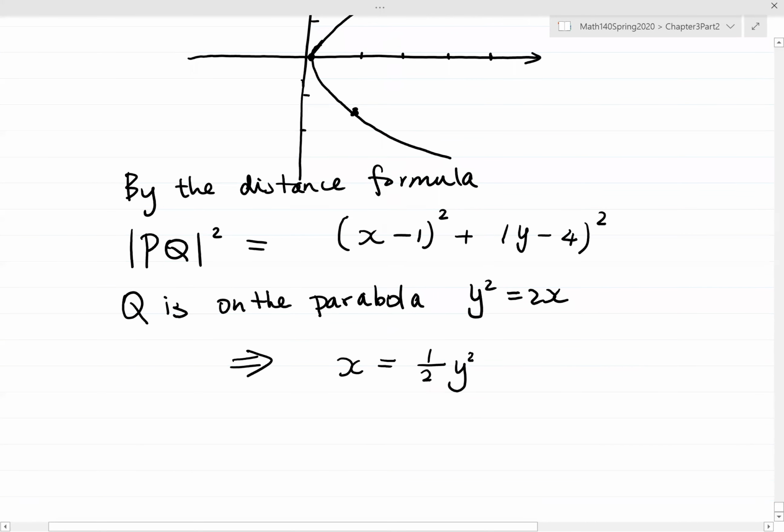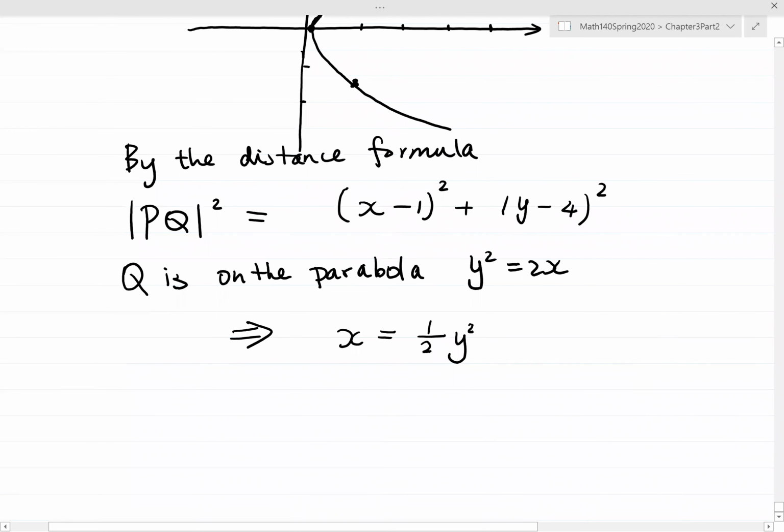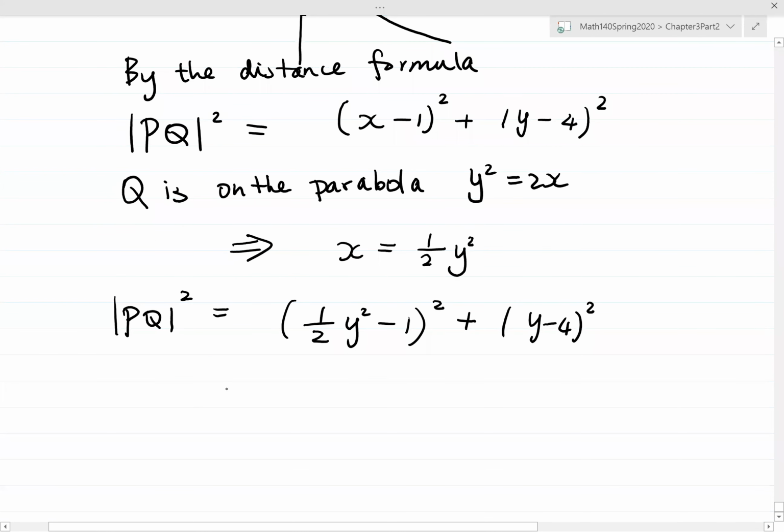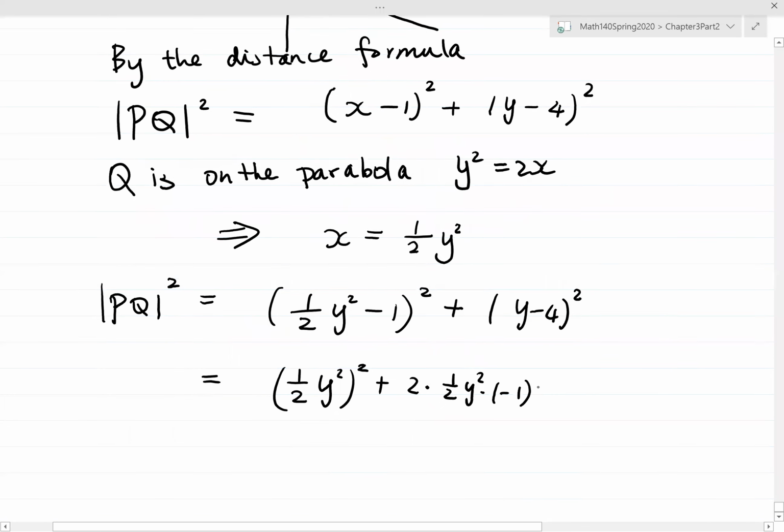Then this implies PQ squared is (1/2 y squared minus 1) squared plus (y minus 4) squared. I think we try to simplify this. Expand the brackets by the perfect square formula. So this gives us (1/2 y squared) squared minus 2 times 1/2 y squared, plus 1, plus y squared minus 8y plus 16.